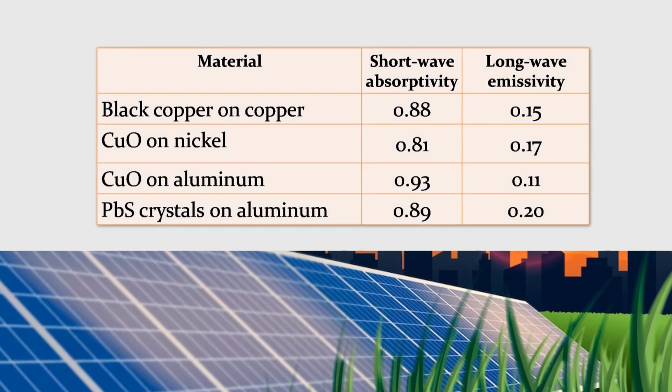So here different materials have been shown. You can see black copper on copper, copper oxide on nickel, copper oxide on aluminum, lead sulfide crystal on aluminum, and in the second and third columns the short wave absorptivity and long wave emissivity of all these materials have been shown. So here you can see the following properties of selective surfaces.